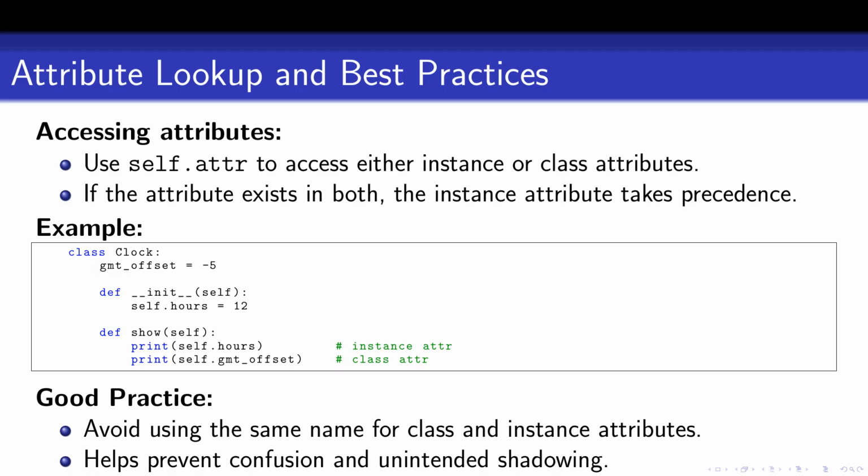It allows classes to define default values or behaviors that instances can override. However, you should use this power thoughtfully. Avoid changing class attributes through an instance, as this can cause confusion. Instead, modify class attributes at the class level and instance attributes at the instance level. This separation keeps your code predictable and easier to maintain.